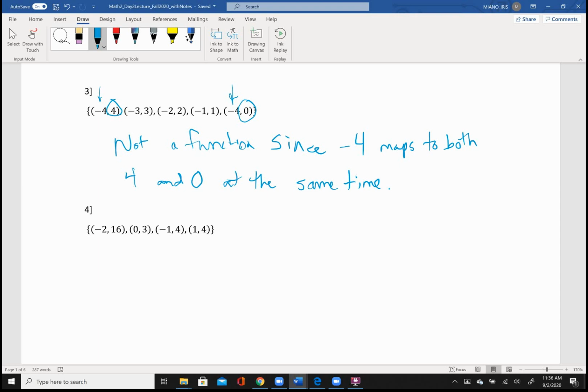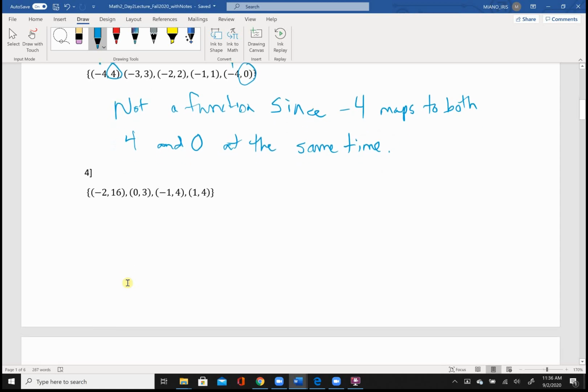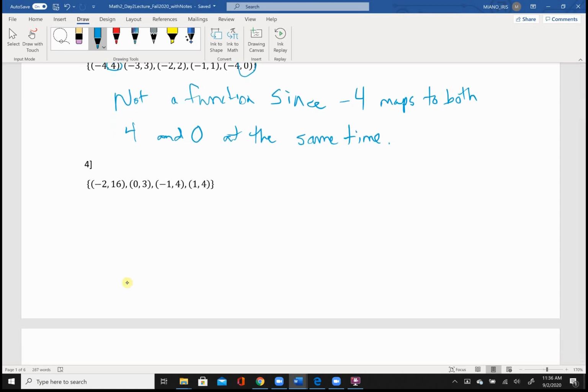And so look at what's happening in example number 4. We have scan your inputs first. We have -2, 0, -1, and 4. Okay, this looks good. We only have distinct inputs, and the possible outputs are 16, 3, and 4. Notice that 4 is repeated, but that's fine. You just have -1 and 1 meeting up at the same coffee place.